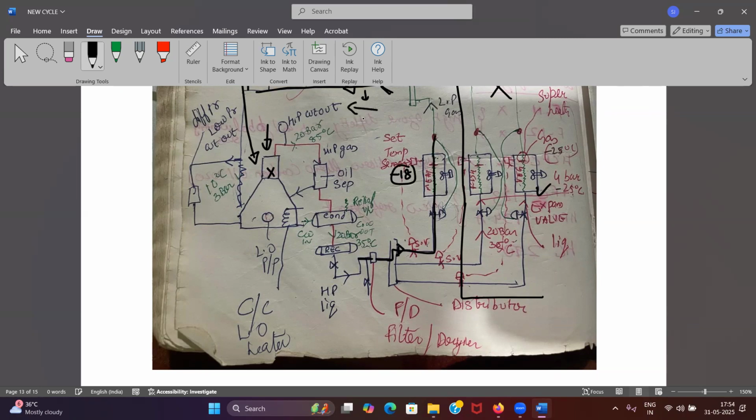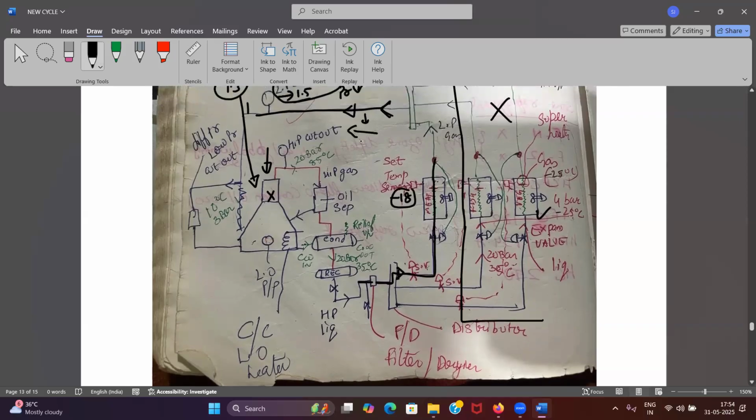So what will the pressure be here? It will be low. Pressure will be less. When pressure will be less, it will cut off. But my room temperature has not been maintained, so again it will cut in. Yes, sir.